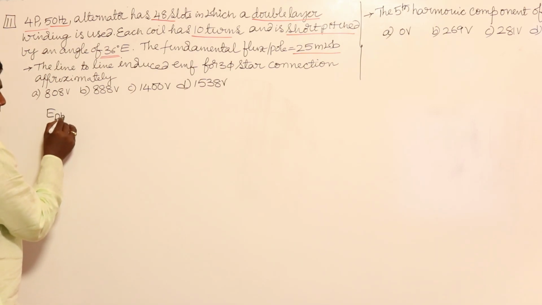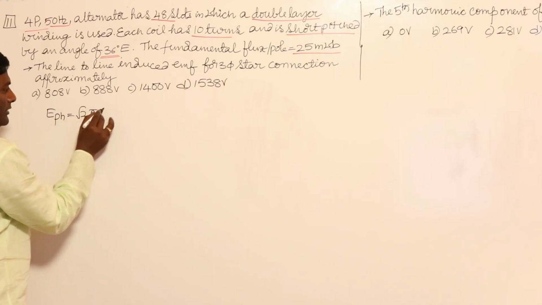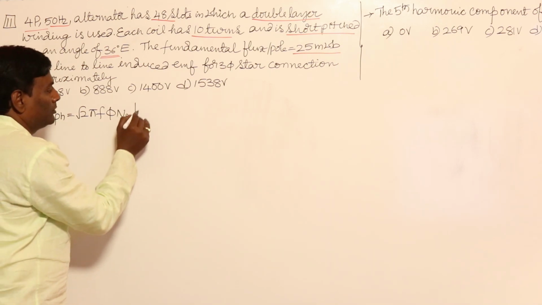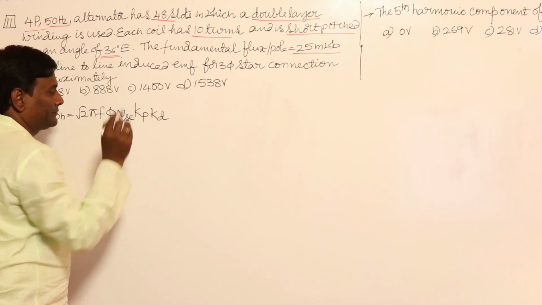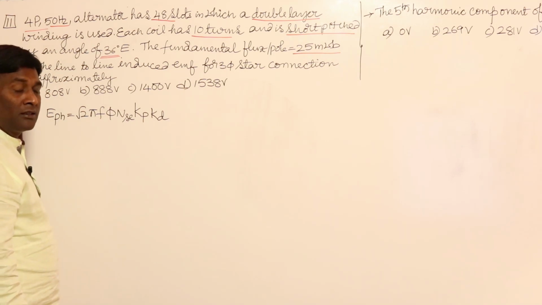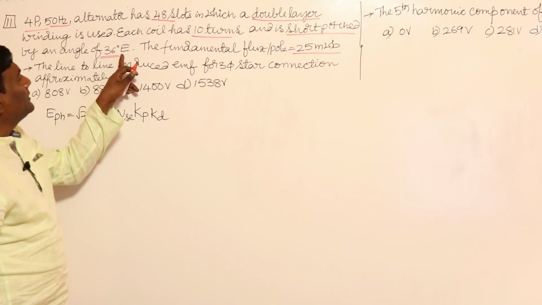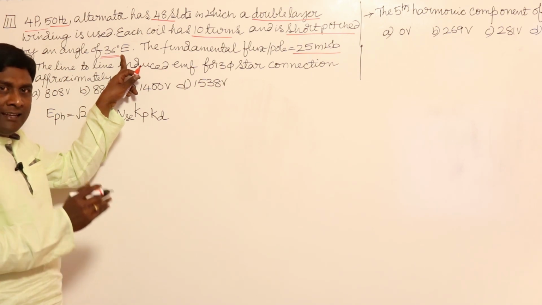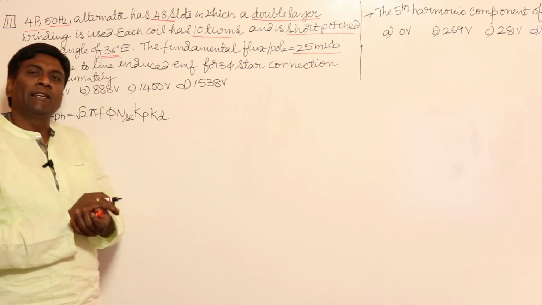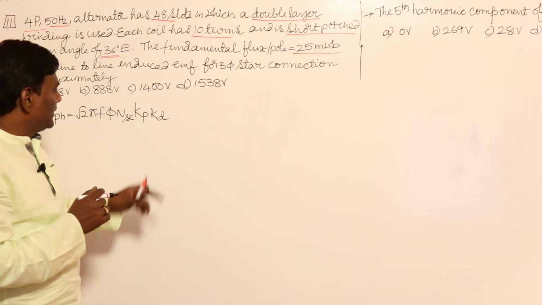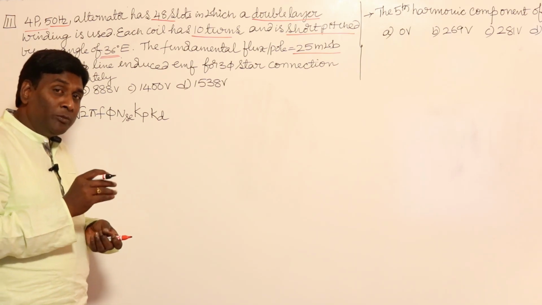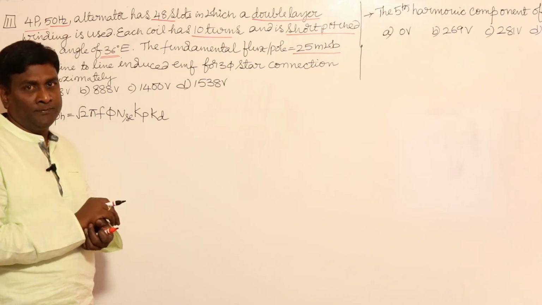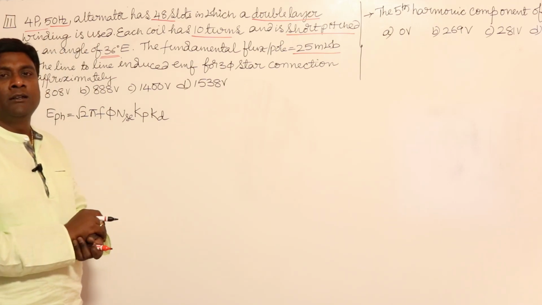Induced voltage per phase equals root 2 pi f phi times the number of series connected turns per phase into Kp Kd. Now about Kp and Kd, did they give any information or not? Let us see. Short pitched by 36 degrees means the short pitching angle is 36 degrees, so my pitch factor Kp has to be found. And whether my winding is going to be distributed or not will be decided by how many slots there are per pole per phase. If it is more than one, automatically distribution has to be there.